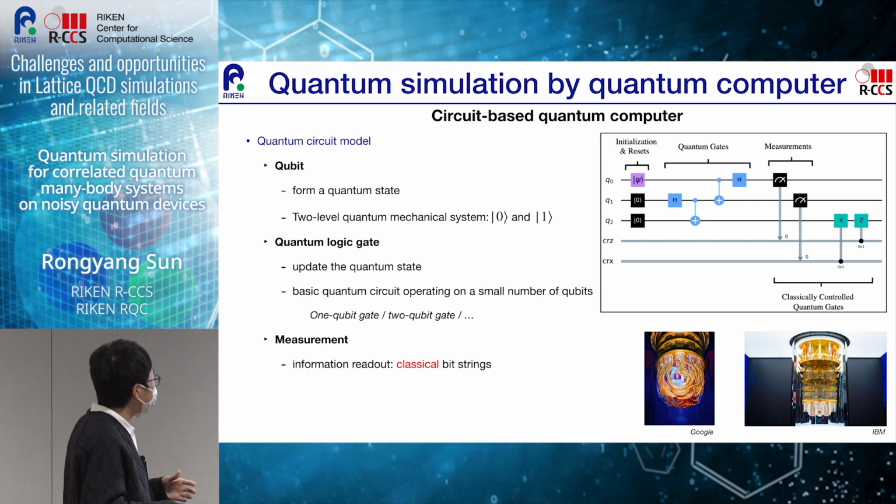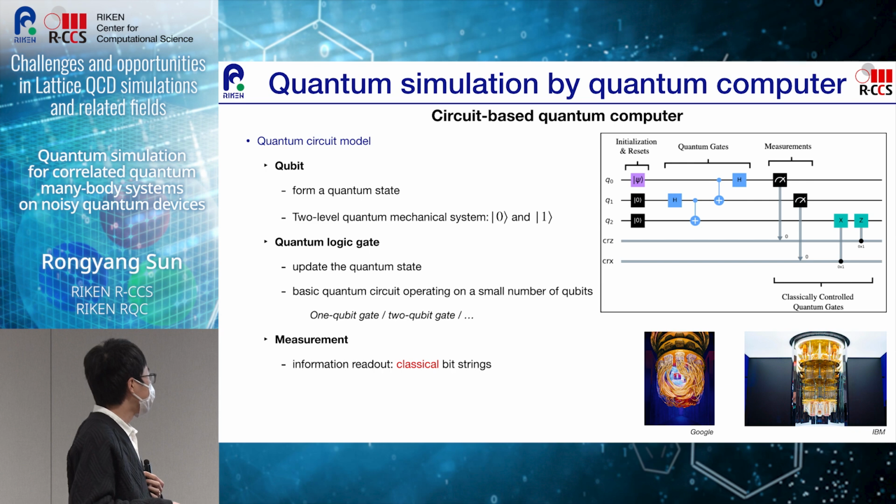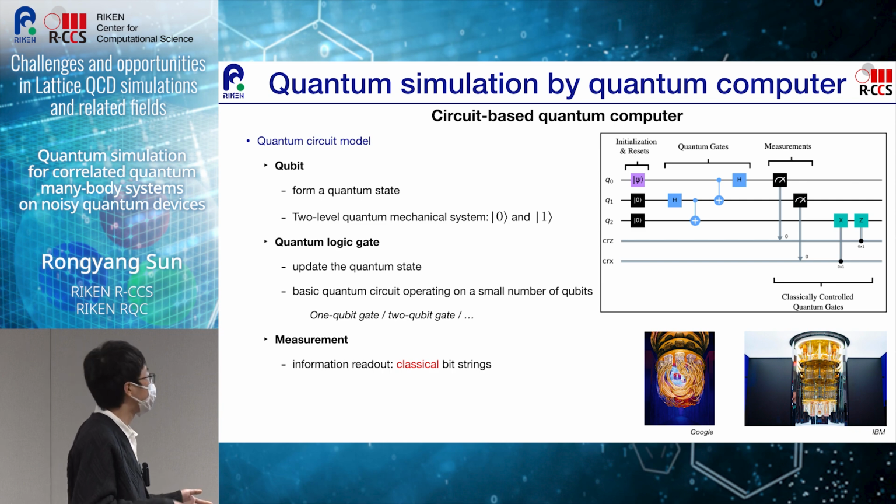After you apply a series of quantum gates to your qubits, you can form a very complicated, highly entangled quantum many-body state, and that state includes the solution of your problem. Then you need to measure the information, classical bit strings, from this quantum state.